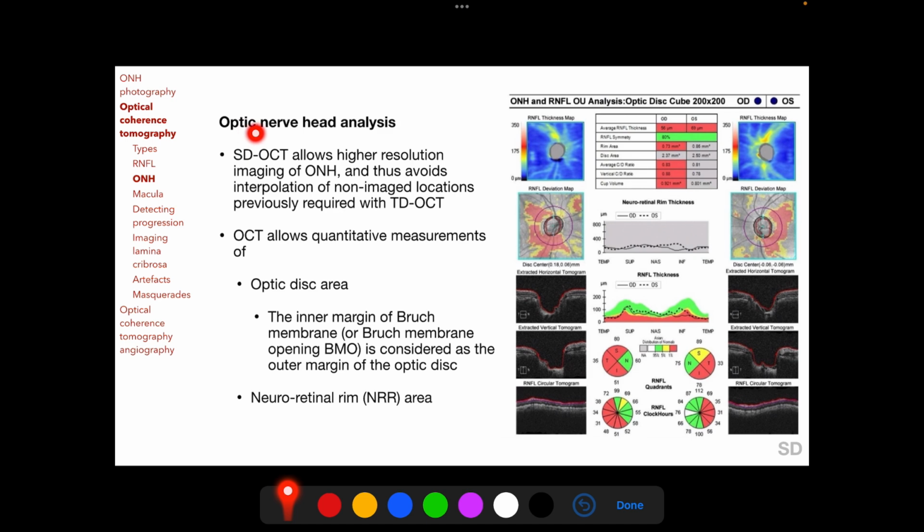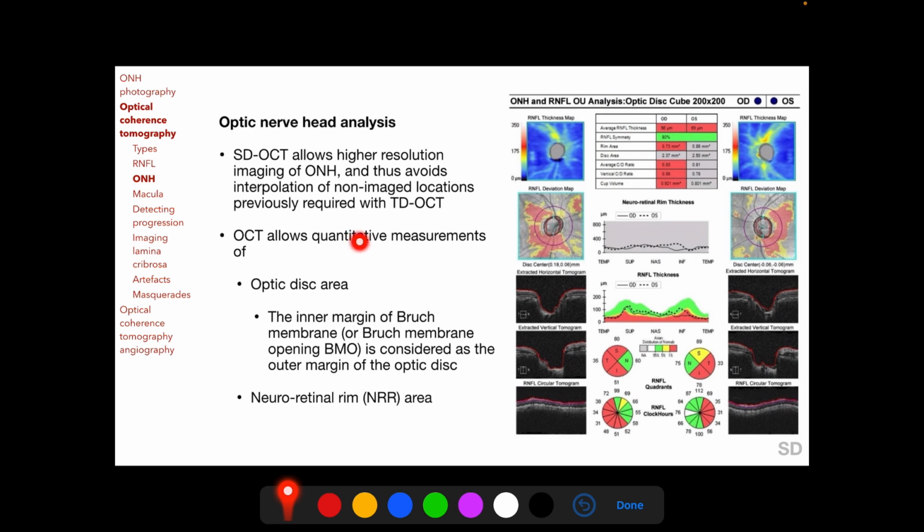Then we come to optic nerve head analysis, and the higher resolution imaging of the optic nerve head with the spectral domain OCT avoids interpolation of non-image locations, which was previously required with the time domain OCT, thus decreasing errors in the measurement of the optic nerve head parameters.